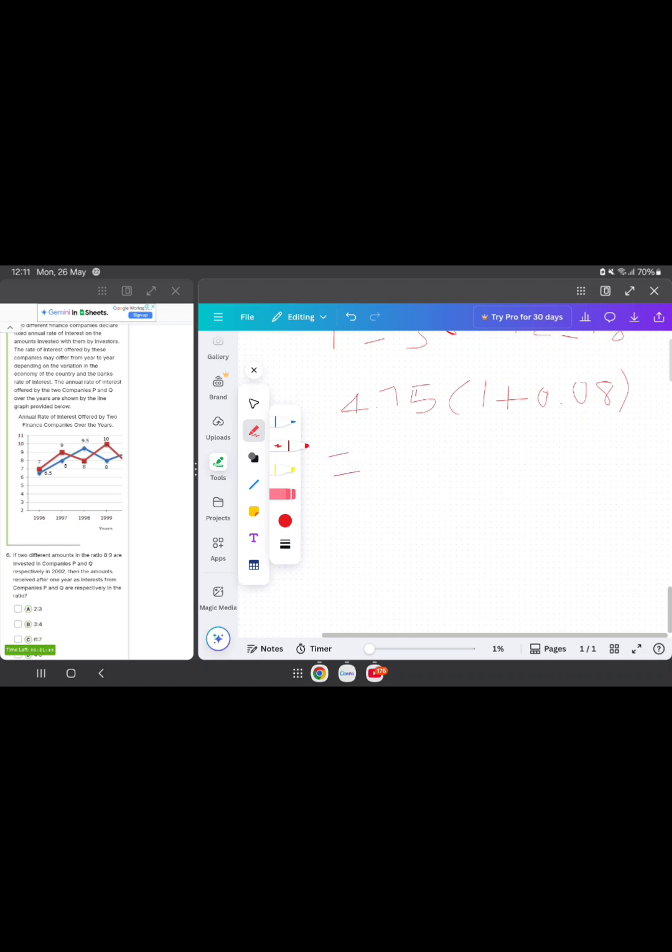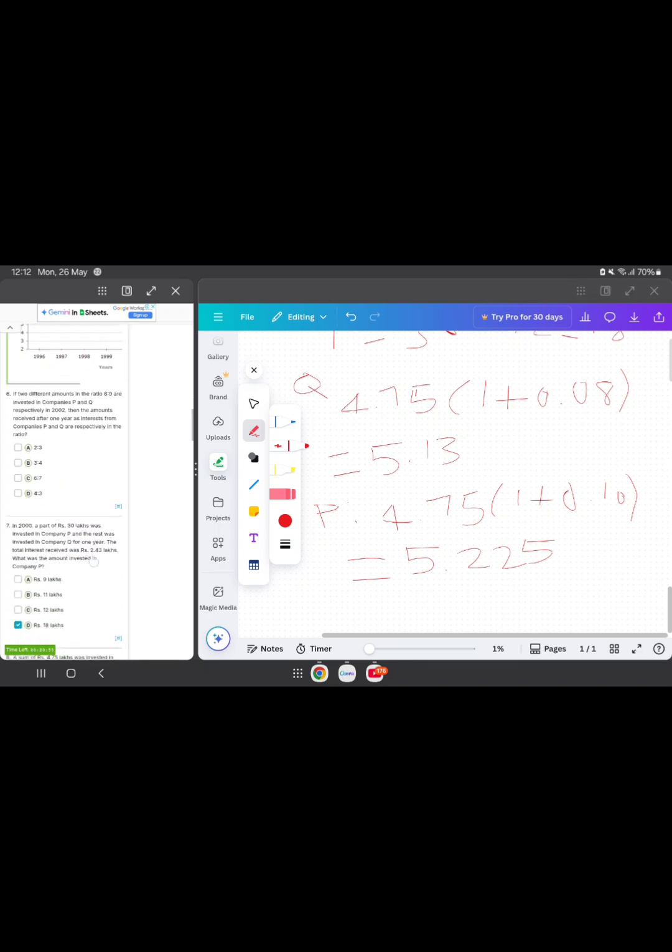So the value we get for Q after investing for 1 year will be 4.75 times 1.08, which gives us a total of 5.13. Then if we had invested in P, we were going to get 4.75 times 1 plus 0.10, which gives us 5.225.